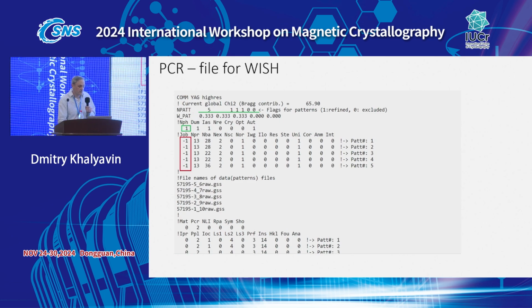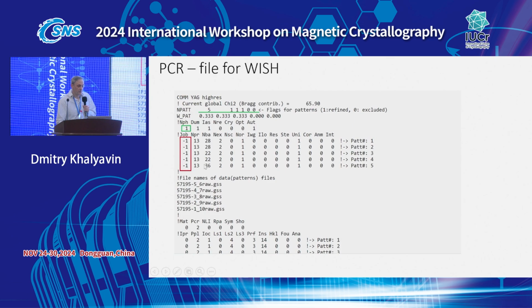So job is what tells FullProf that this is time-of-flight data. That is, -1 means time-of-flight neutron diffraction data. But you don't need to change it. I mean, of course, it's preset, and you just want to keep it the same.